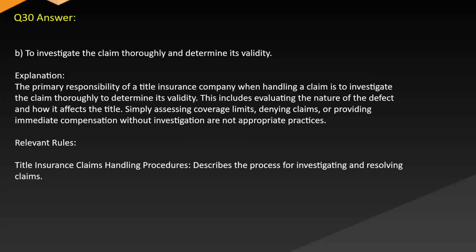Answer: B. To investigate the claim thoroughly and determine its validity. Explanation: the primary responsibility of a title insurance company when handling a claim is to investigate the claim thoroughly to determine its validity. This includes evaluating the nature of the defect and how it affects the title. Simply assessing coverage limits, denying claims, or providing immediate compensation without investigation are not appropriate practices. Relevant rules. Title insurance claims handling procedures describe the process for investigating and resolving claims.